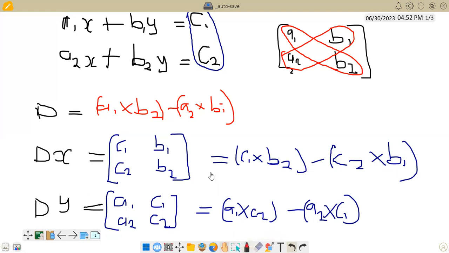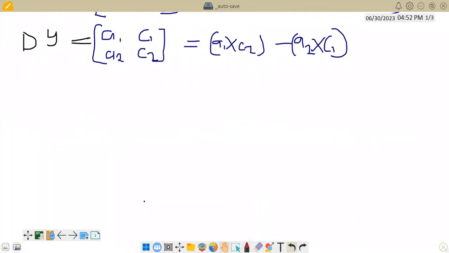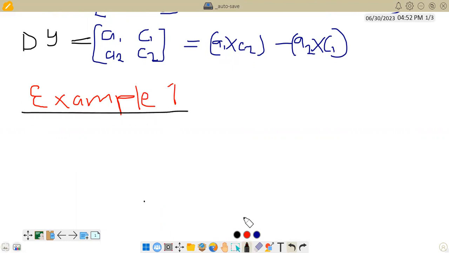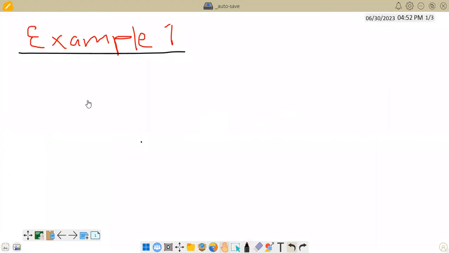So let's see how we solve with an example. Example 1. Okay, so let's say we are given 2x.